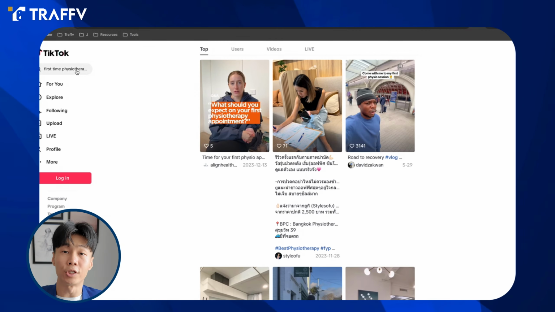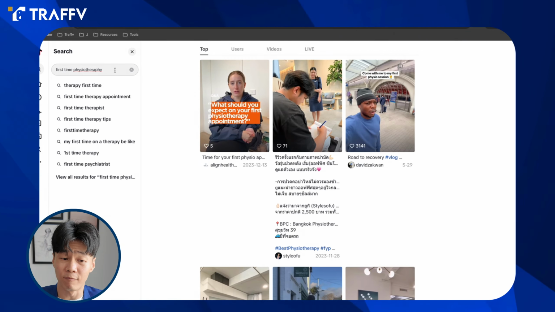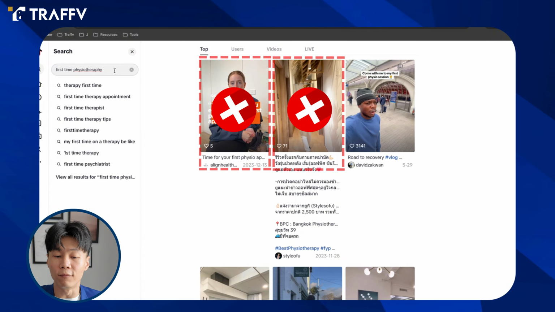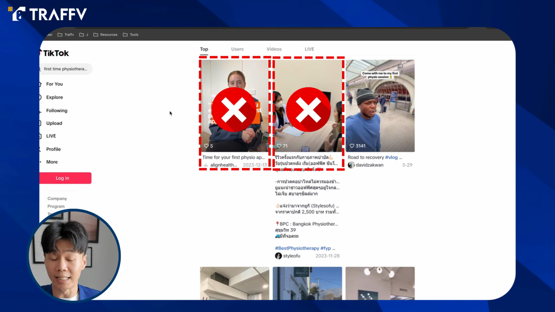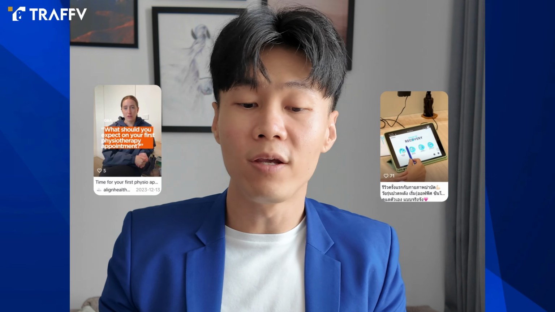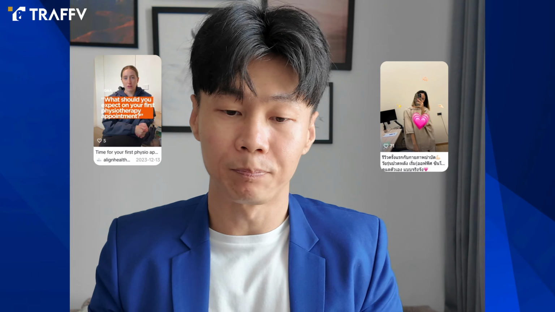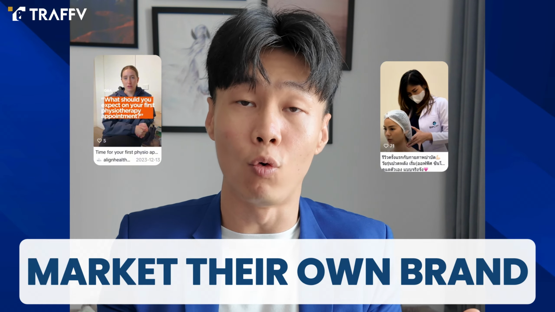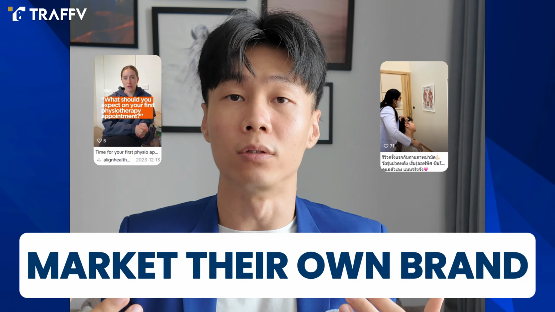And so here's an example for physiotherapy. If you're a physiotherapy clinic, you can search for something like first time physiotherapy. And what you want to do is generally avoid content that is posted by either a physiotherapy clinic or a physiotherapist. The reason why is because we are looking for real patient experiences. With content created by physiotherapists or physiotherapy clinics, generally their intention is to market their own brand, their own clinics.